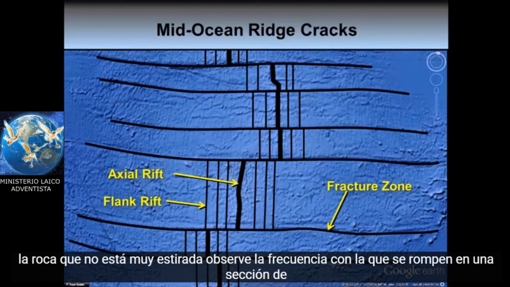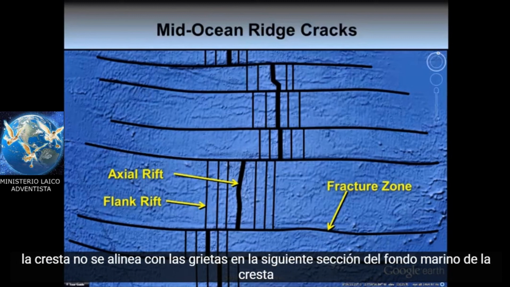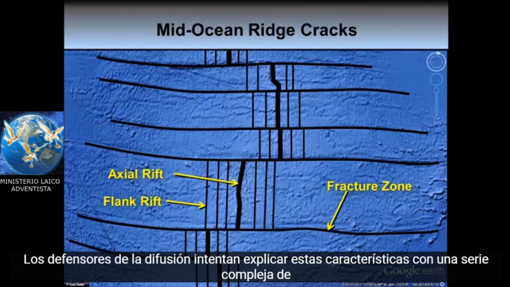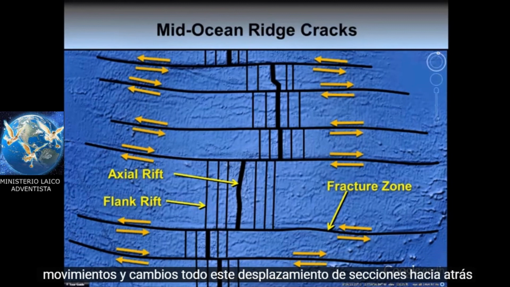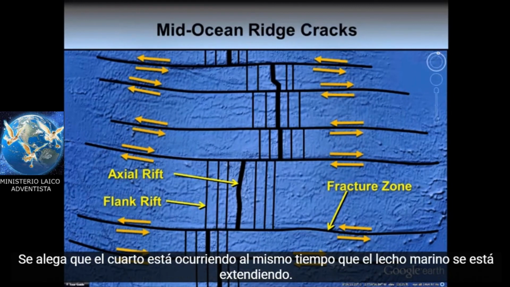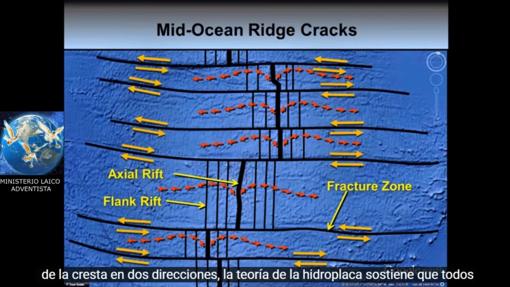Notice how often rifts in one section of the ridge do not align with rifts in the next section of the ridge. Seafloor spreading proponents attempt to explain these features with a complex series of movements and shifts. All this shifting of sections back and forth is alleged to be occurring at the same time the seafloor is spreading away from the ridge in two directions.